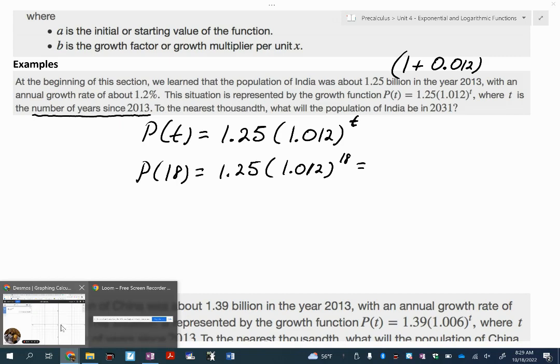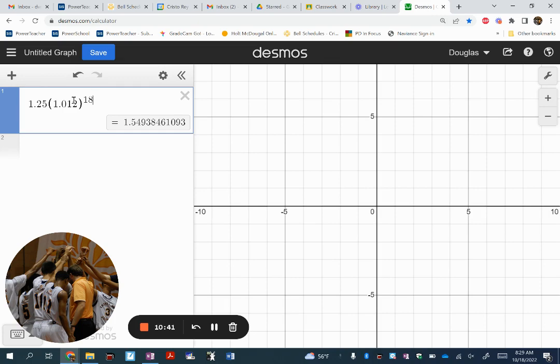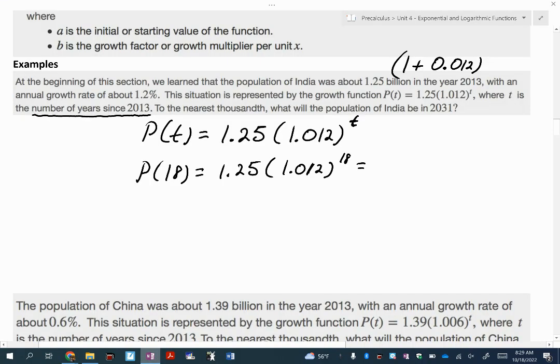All right, so we have 1.25 times 1.012 raised to the 18th power. So 1.549 billion people. That's what we're expecting to happen in 2031, right? Since we don't actually know, right? This is hopefully what happens, but we're not sure. If our model is quote unquote good, then we'll be close.